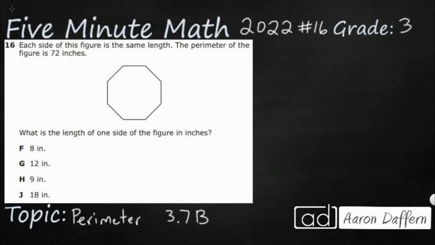Today we are looking at the third grade concept of perimeter. This is standard 3.7b in the great state of Texas, and we are using item number 16 off the 2022 released STAAR test. If you haven't done so already, please go ahead and take a moment to pause the video, work this problem out on your own, unpause it, and we will look at our answers together.